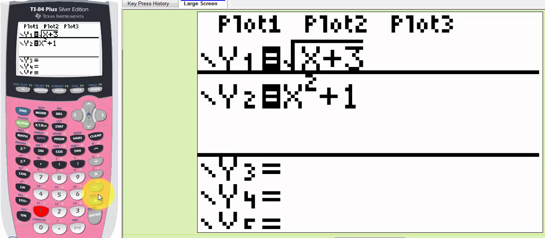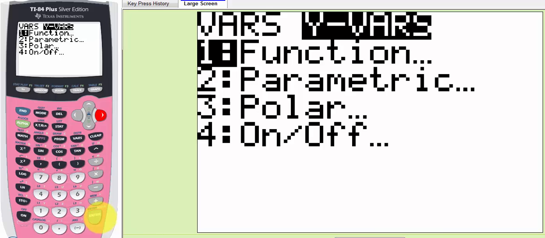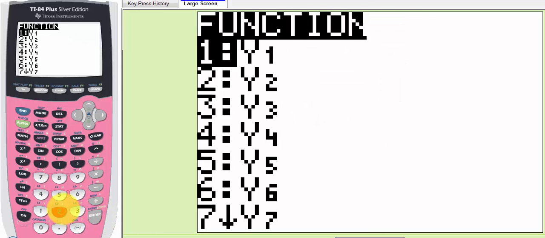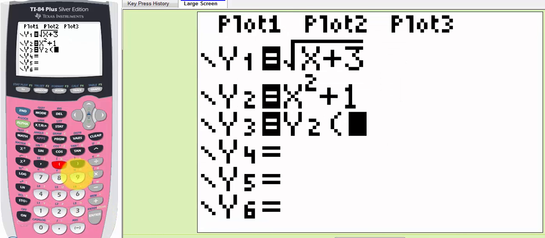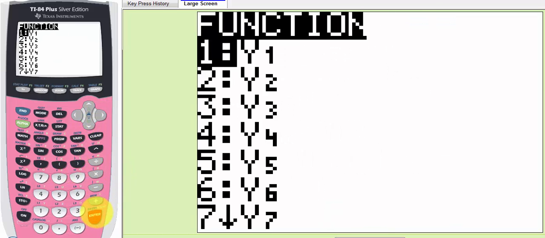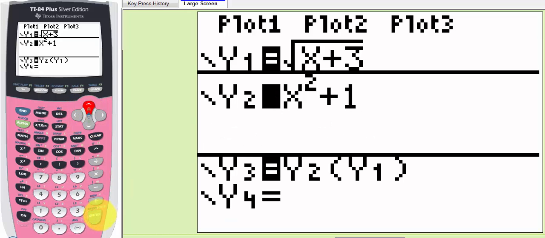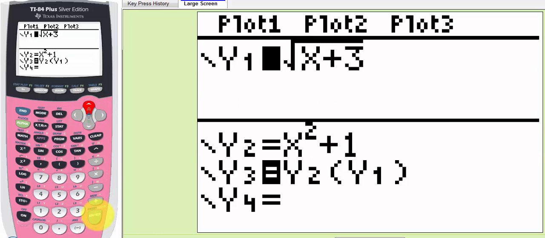Here we go. Now the first one is f and the second one is g, and I want g of f. So I need y2 of y1, so check it out. I'm going right here, vars, y vars, function, y2, of, so this is a parenthesis, and then y1. Y vars, enter, y1, right here, y2 of y1. That's it. So let's actually not plot either of the two functions. So I don't want to plot this right here, enter. I don't want to plot this, enter.